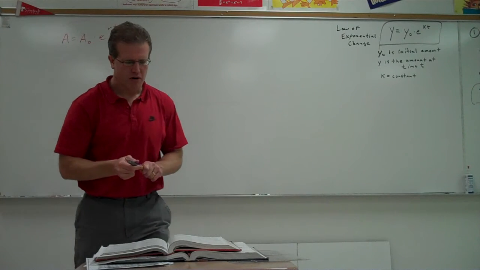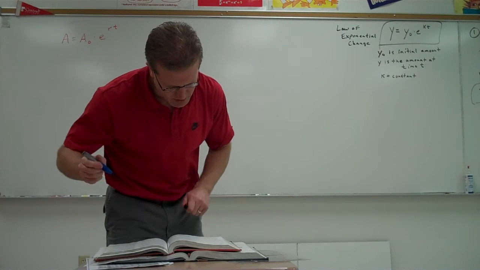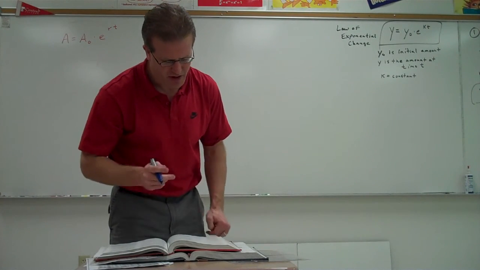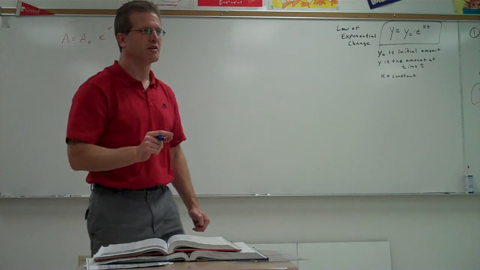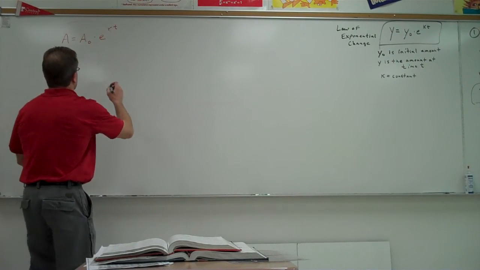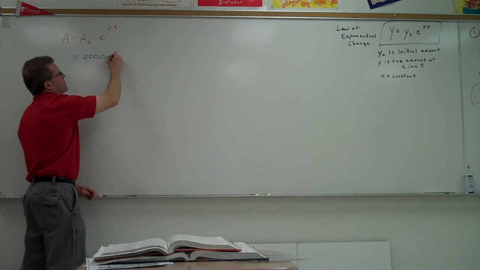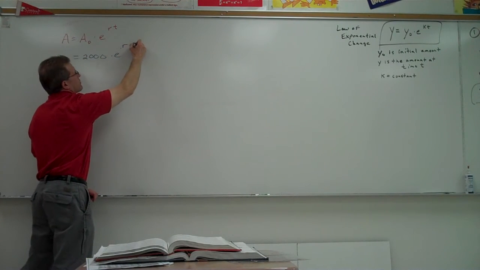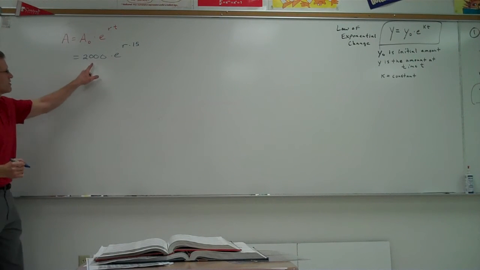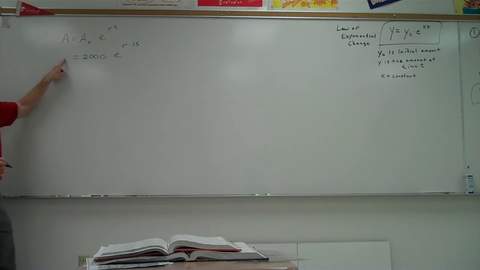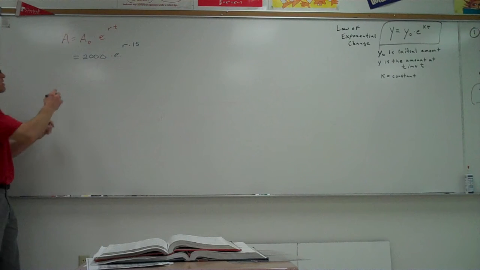It's kind of a two-part problem. They tell us that the initial deposit is $2,000 and that it takes 15 years for that money to double. So our initial amount is $2,000, and our time is 15 years. Put a 15 in for T. If the money's going to double, how much would you have after 15 years? 4,000, sure.